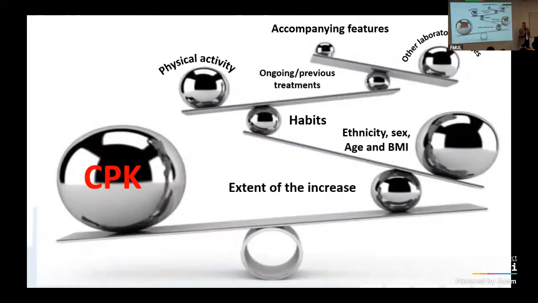This is my last slide. When you are looking at one patient with CPK increase, we should be careful about the extent of the increase, first of all, the ethnicity, the sex, the age and BMI of the patient, the habits of the patient, physical activity, treatment, ongoing or previous, other laboratory changes and accompanying features. This is what we should do when we are dealing with a man or a girl, a patient with a CPK increase. This is our job.